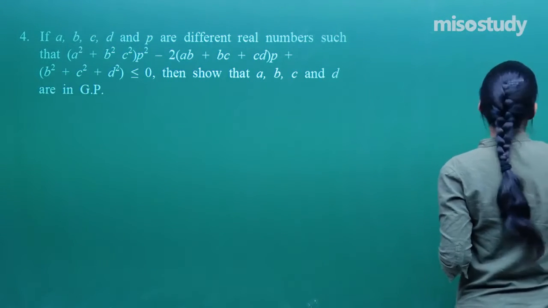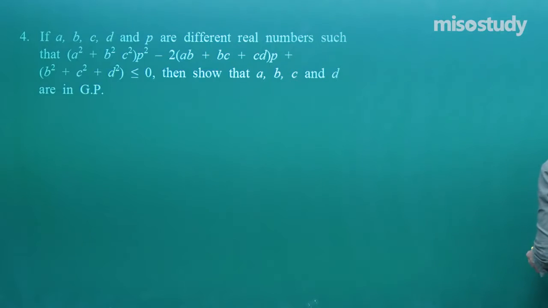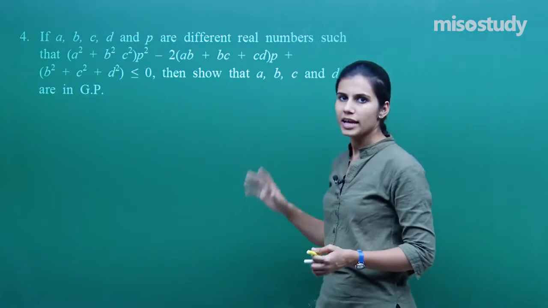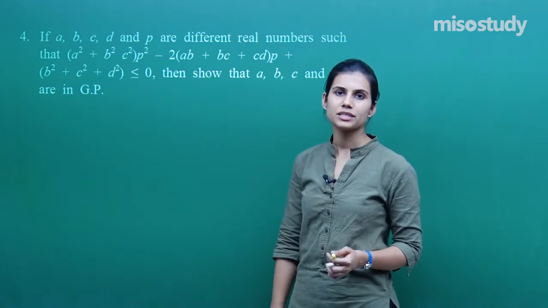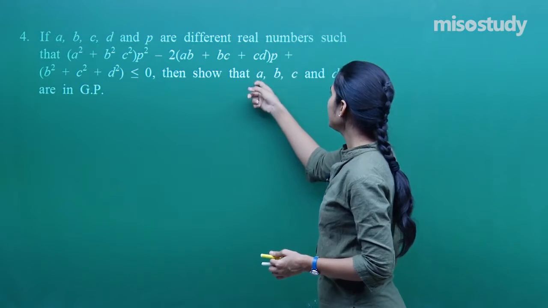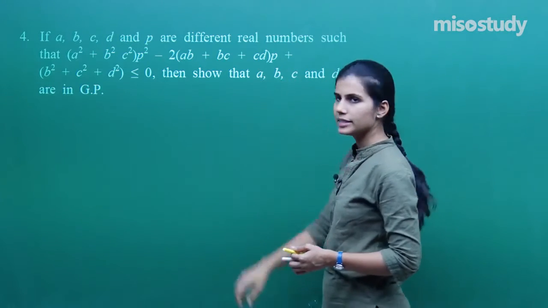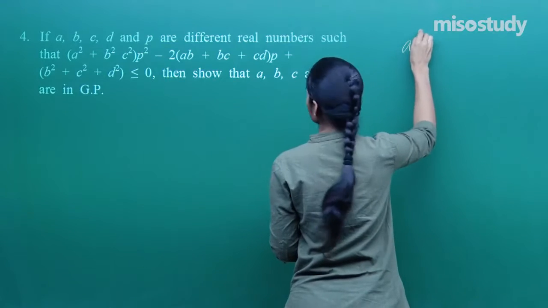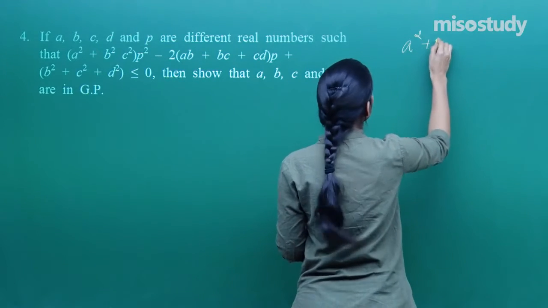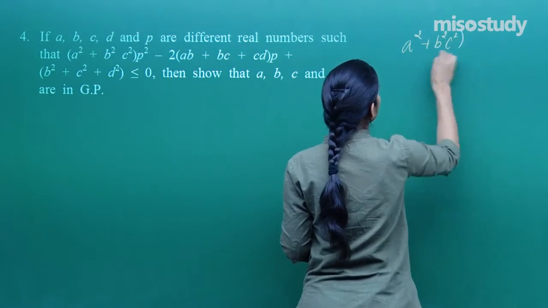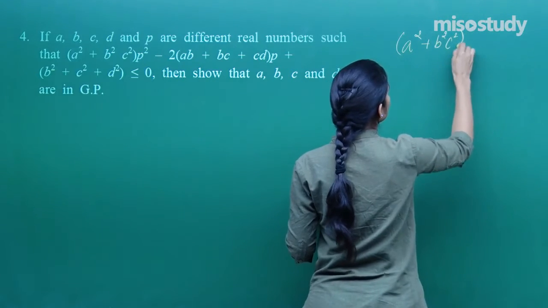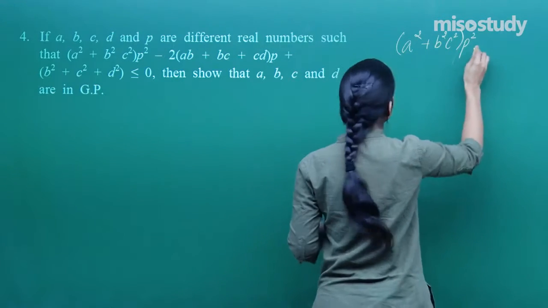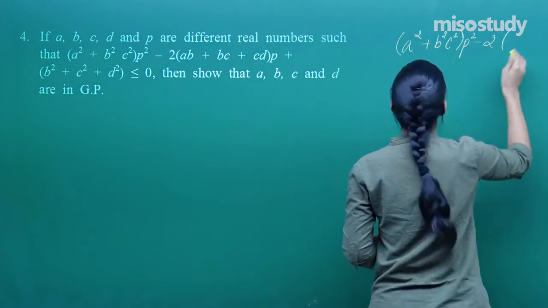Show that a, b, c and d are actually in GP. If I need to show that a, b, c, d, the sequence of 4 terms, is in GP, that means I have to show the ratio of any term with its immediate preceding term is a constant. I have to show b by a equals c by b equals d by c. That's my aim.